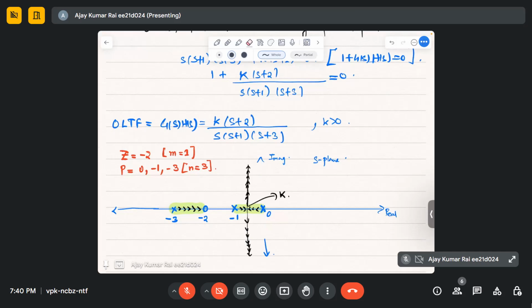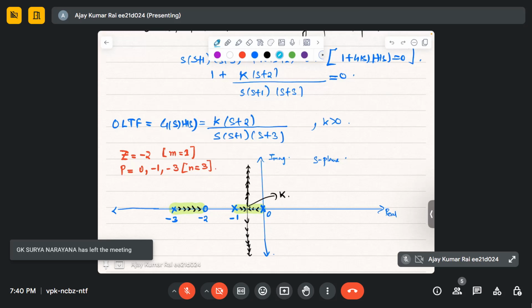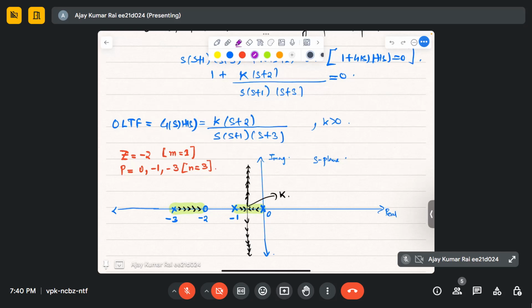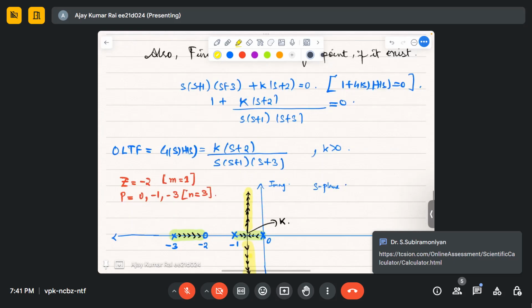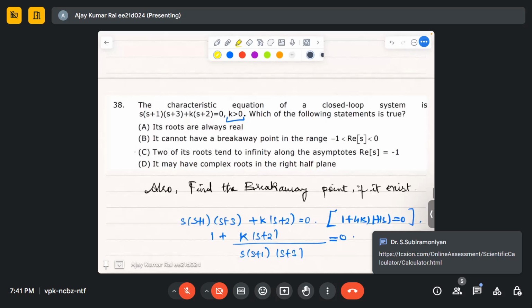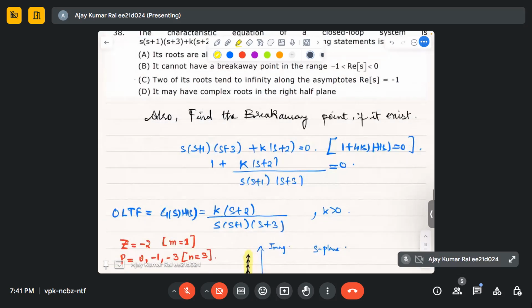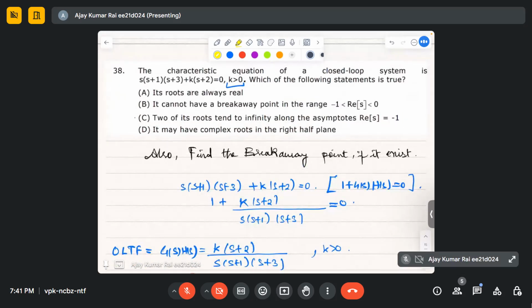So at these points, any point here, the root locus is not real. Sorry, the value is not real. So the first statement is wrong, right? Because we can have complex values also for this transfer function as k is varied.